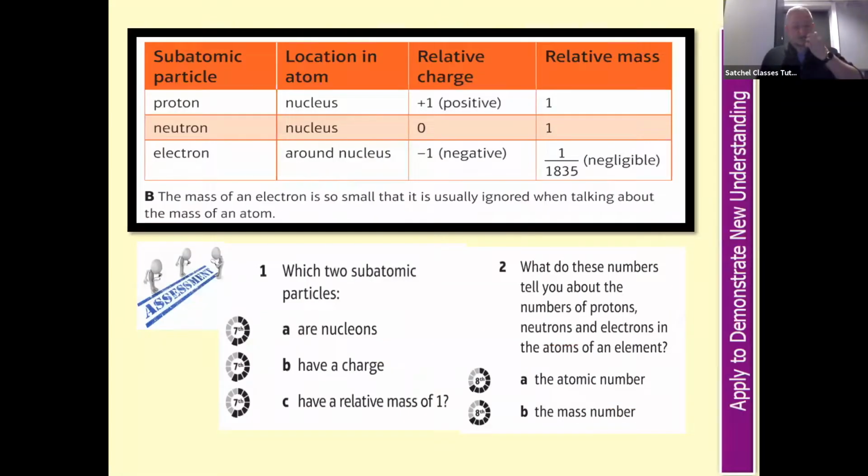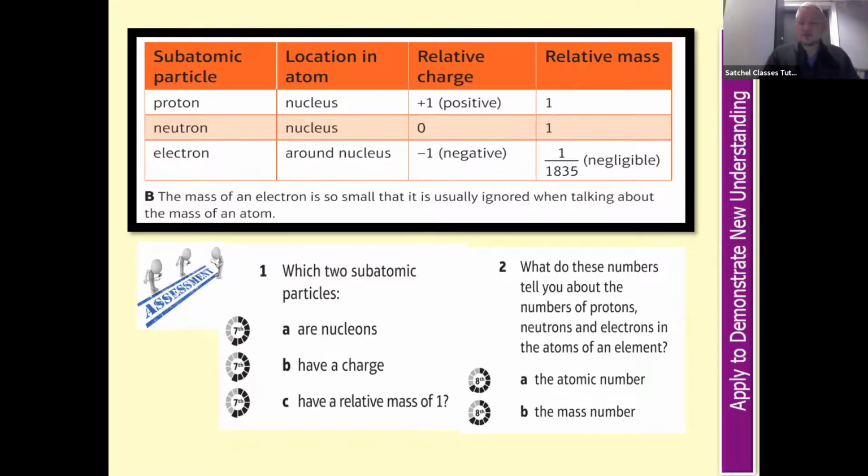So, some questions that come around from this. Which two subatomic particles are nucleons? We've said that a nucleon is anything that's found in the nucleus. So at this point, we'd expect it to be just the proton and the neutron because their location in the table stated nucleus. Which two subatomic particles have a charge? Well, in this case, it's the proton with a relative charge of +1 and the electron with a relative charge of -1. Finally, which two subatomic particles have a relative mass of 1? Well, in this case, that would be the proton and the neutron, because the electron has a mass that's so small, we consider it to be negligible or 0 at GCSE.